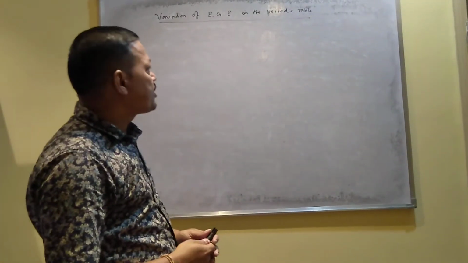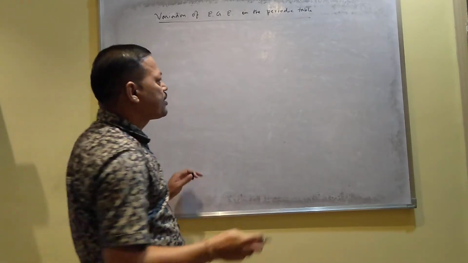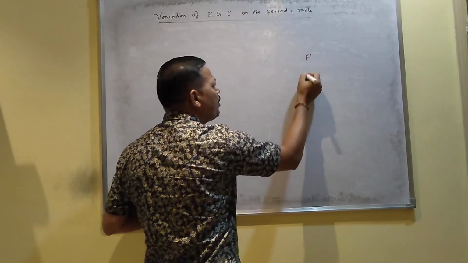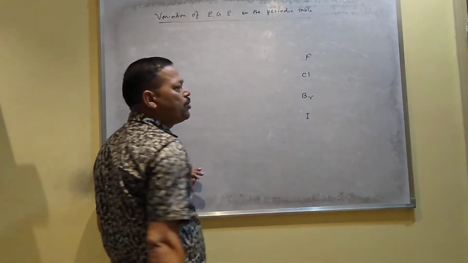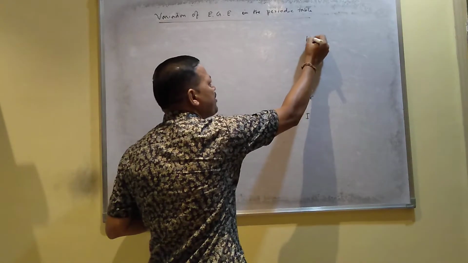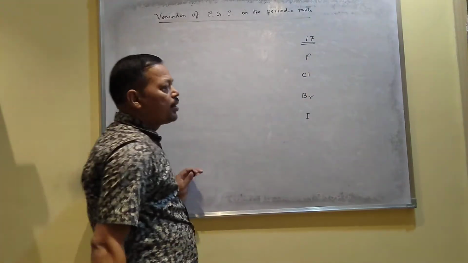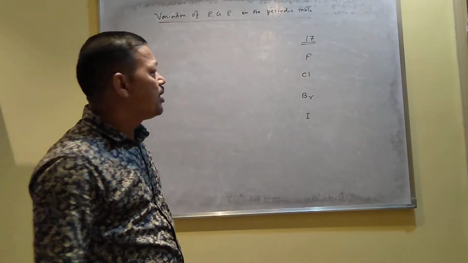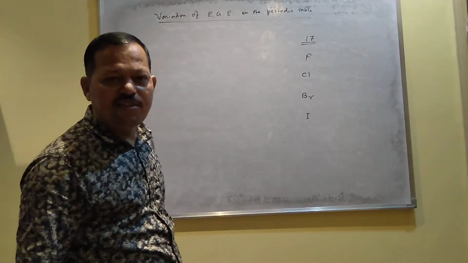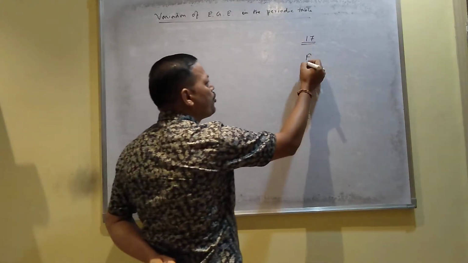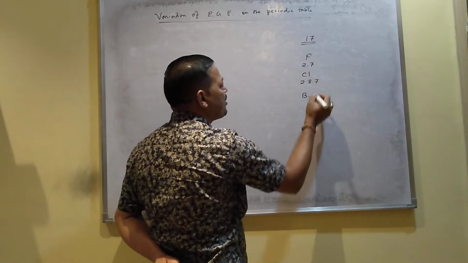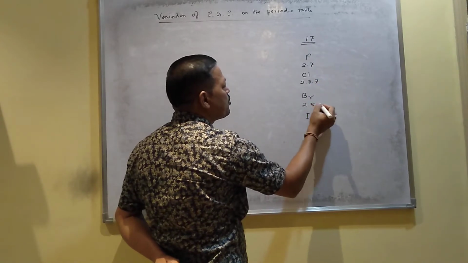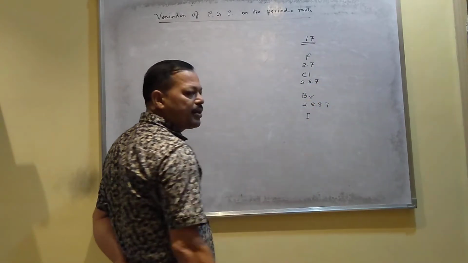The first thing is, one question may be asked: fluorine, chlorine, bromine and iodine, you know, these are present in group 17, and group 17 elements always have 7 electrons in their valence shell. For example, fluorine configuration is 2,7, chlorine configuration is 2,8,7, bromine configuration is 2,8,18,7. Like this you will get the configuration.